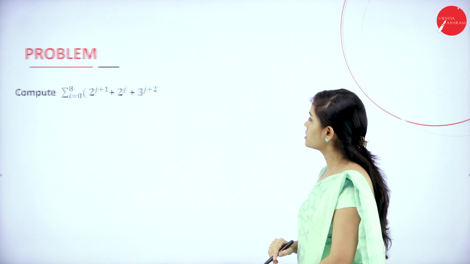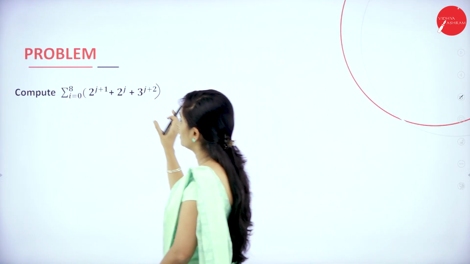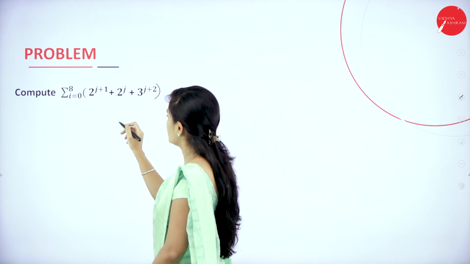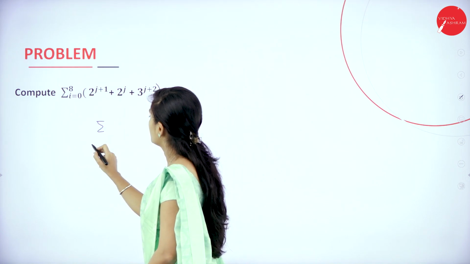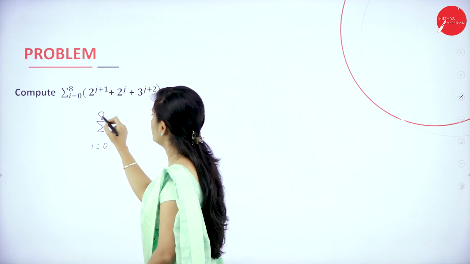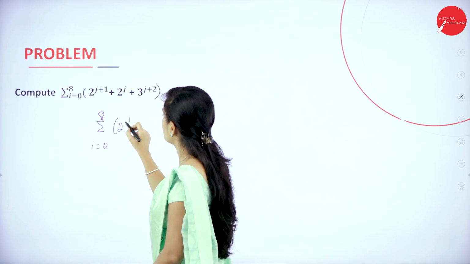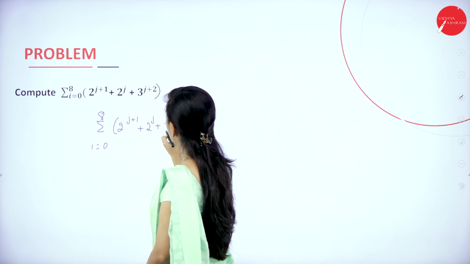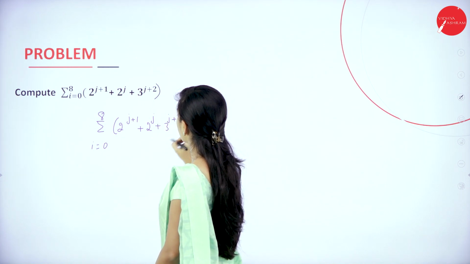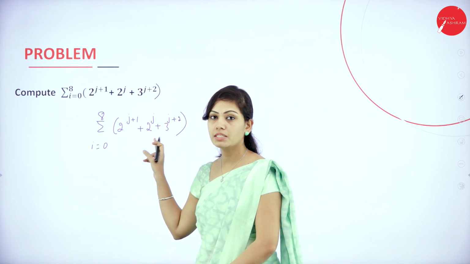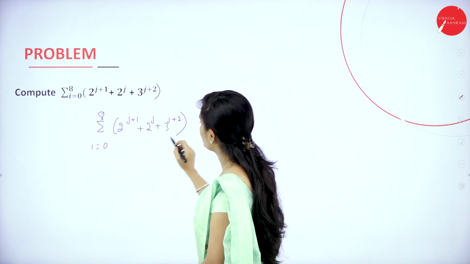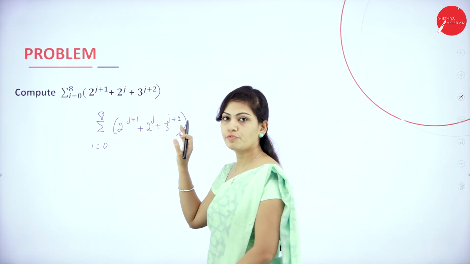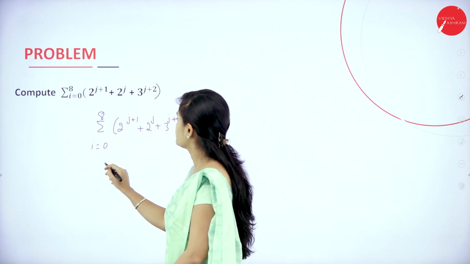And the next problem is compute sigma i equals 0 to 8, 2 power i plus 1 plus 2 power i plus 3 power i plus 2. It is a very important question. Last year question paper problem. So here we have three terms. So first you have to separate the terms.